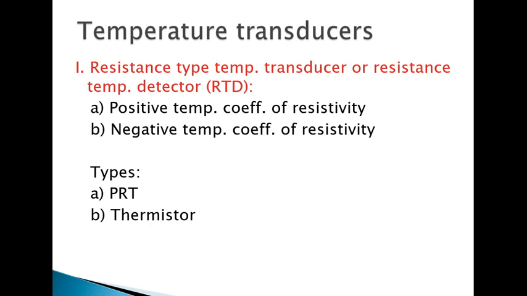So, it has been observed that the resistance of a metal increases with increase in temperature. I think you may have studied the properties of metals. Its resistance, what happens here? Its resistance increases with increase in temperature. Such a property is called a positive temperature coefficient of resistivity. So the metals are said to have a positive temperature coefficient of resistivity.